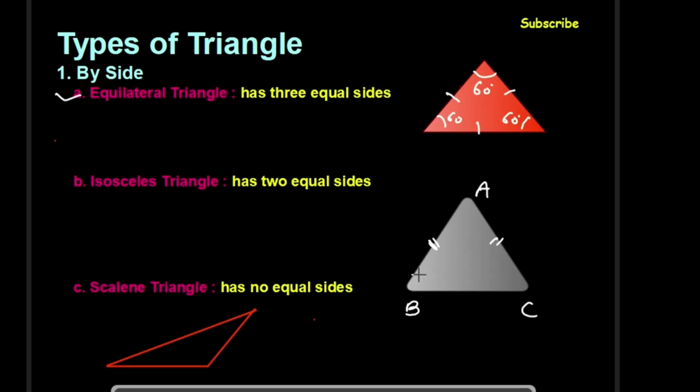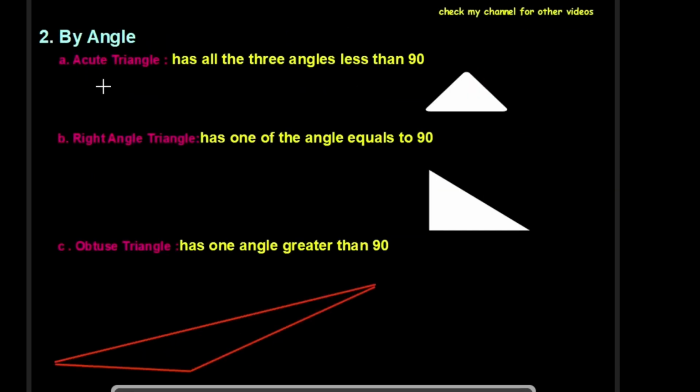The corresponding angles are also equal for an isosceles triangle. That means angle B is equal to angle C in this case. Now moving to the scalene triangle. If none of the sides of a triangle are equal, suppose ABC is a triangle and AC is not equal to BC and BC is not equal to AB, in that scenario we can say the triangle is a scalene triangle.